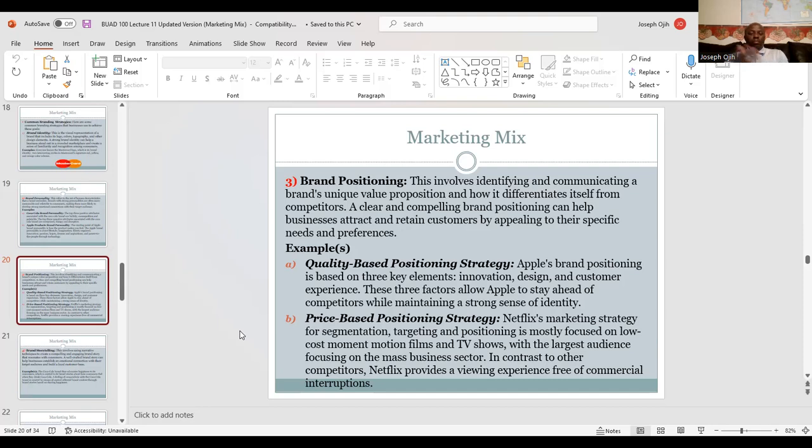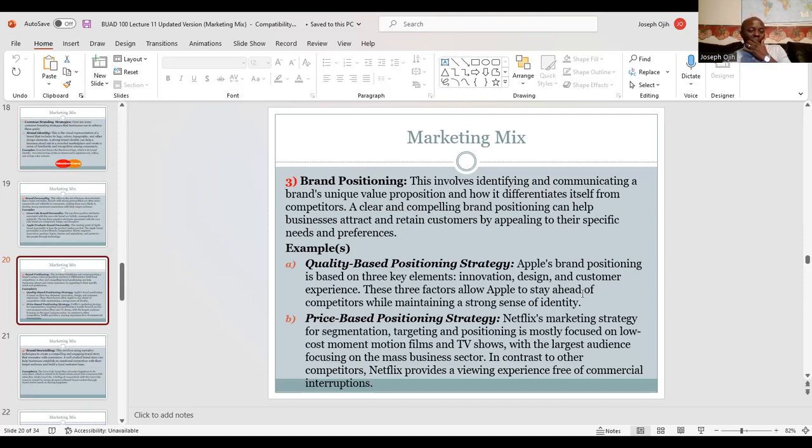Now I'm going to give you two examples, or even three, when it comes to brand positioning. There's a strategy we call quality-based positioning. Apple uses that model to sell their products. They have high quality. The three main factors that allow Apple to stay ahead of the competitors include innovation, design, and customer experience with their products.